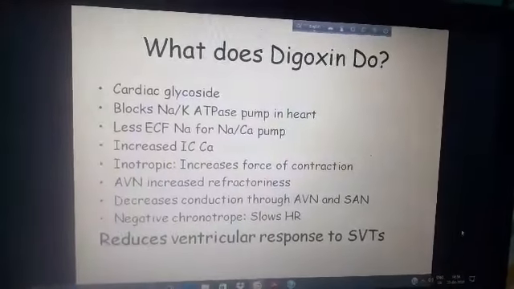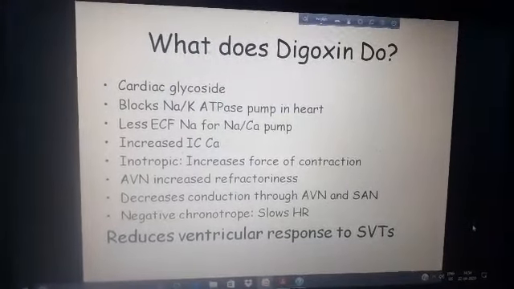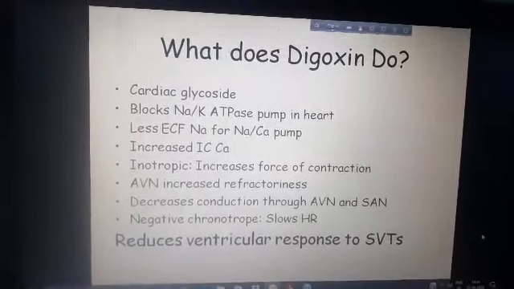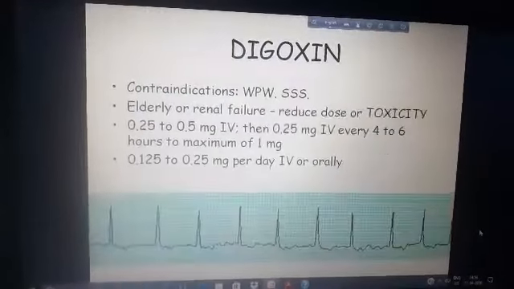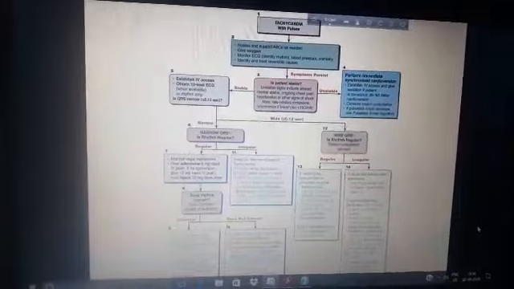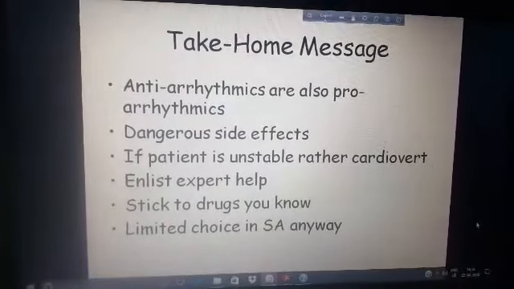So remember this adenosine. And next is digoxin. It is a cardiac glycoside. It blocks the sodium potassium ATPase pump. It is mainly used in treatment of atrial fibrillation because it increases AV nodal refractoriness. So this is the arrhythmia. Antiarrhythmics are also proarrhythmics. It has dangerous side effects.